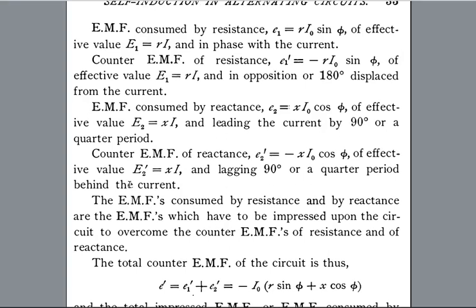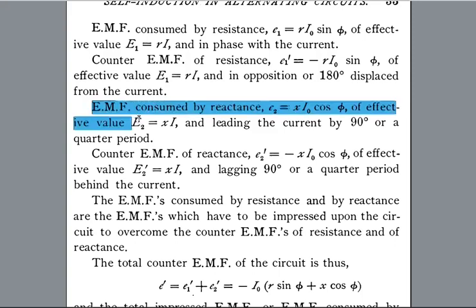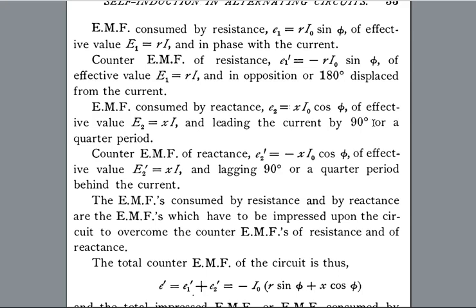Electromotive force consumed by reactance, E2 equals xi naught cosine phi, of effective value E2 equals xi, and leading the current by 90 degrees or a quarter period. Counter-electromotive force of reactance, E2 prime equals negative xi naught cosine phi, of effective value E2 prime equals xi, and lagging 90 degrees or a quarter period behind the current.